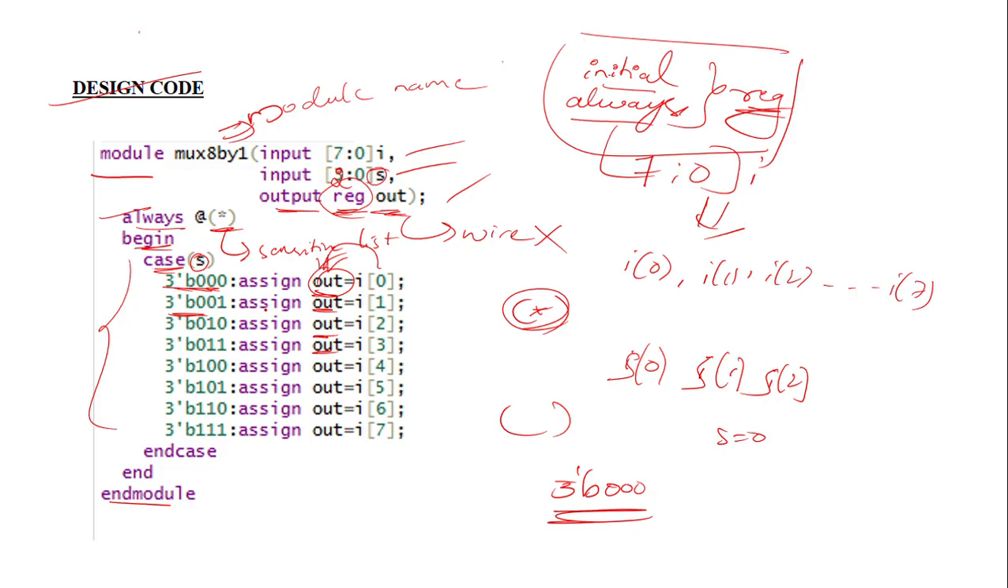Like that, for every different combination of select inputs, the output is assigned by using the I values. So you end the case with endcase, then the begin with end, and the module with endmodule. It is our design code.